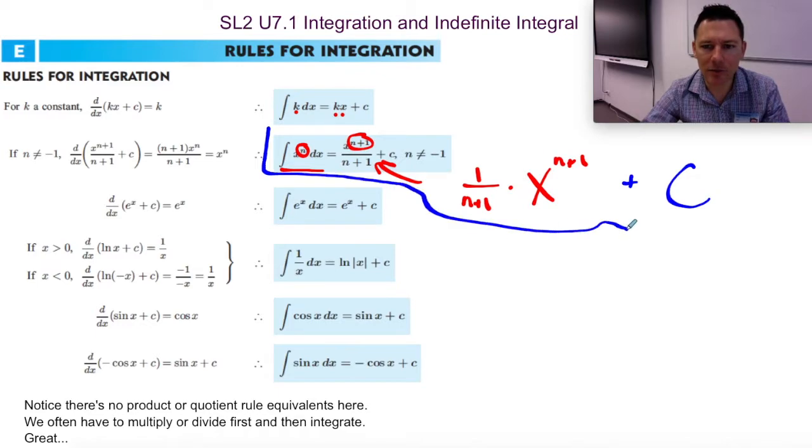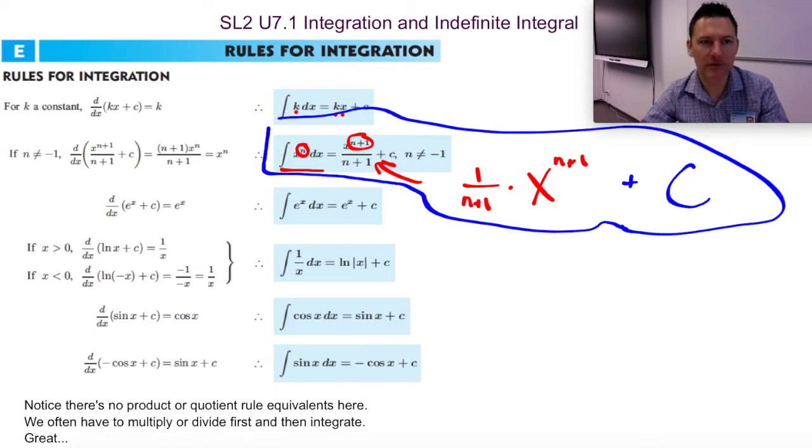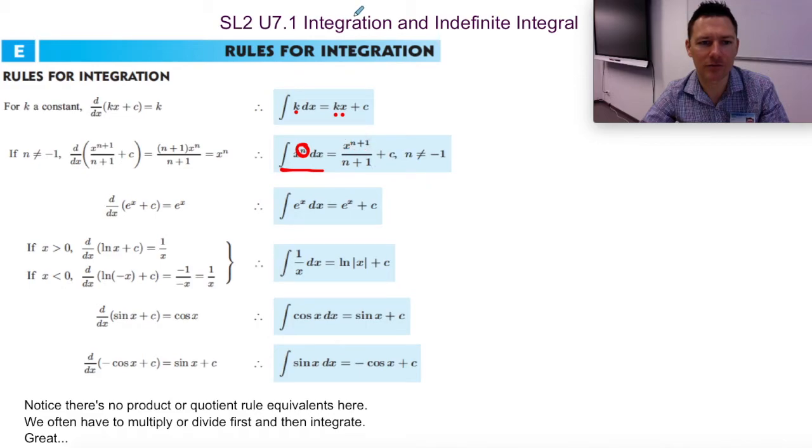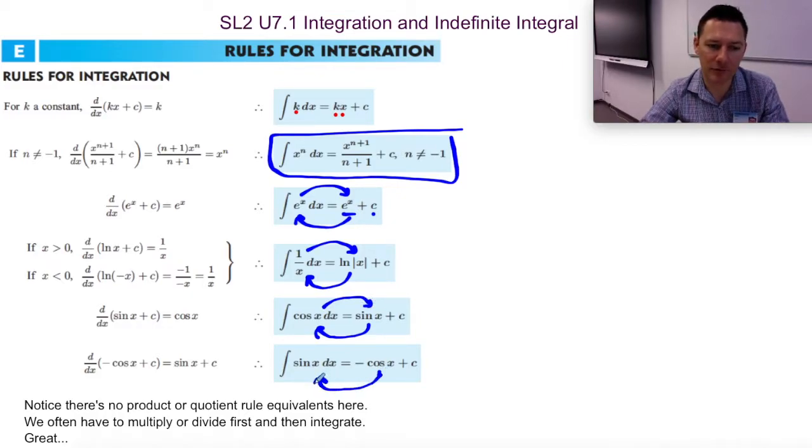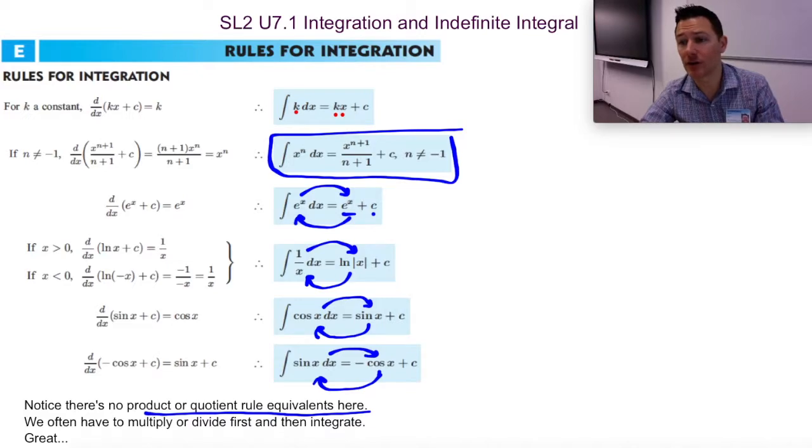This one is the big one. Remember when we differentiated e to the x, you got e to the x. This is the same way, but going that way, plus c. Same thing when we differentiated natural logs, you got 1 over x. This is the same thing backwards. When you differentiated sine, you got cosine. This is backwards, and they switch the negatives on there. There's no product or quotient rule, so sometimes you have to multiply and divide before you integrate.